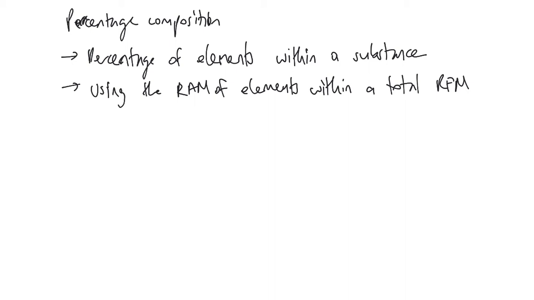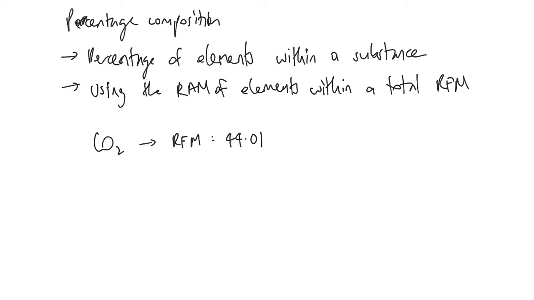What are these acronyms? Relative atomic mass and relative formula mass. Okay, so RAM of elements within a total RFM. So let's have a look. We would have something like CO2, carbon dioxide, nice and easy. The relative formula mass of CO2 happens to be 44.01.